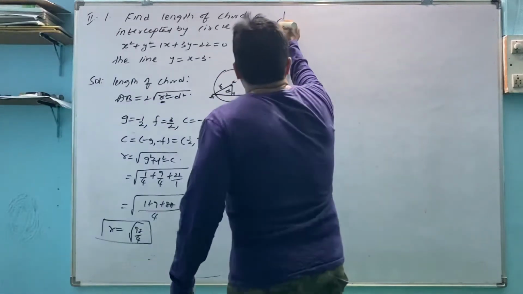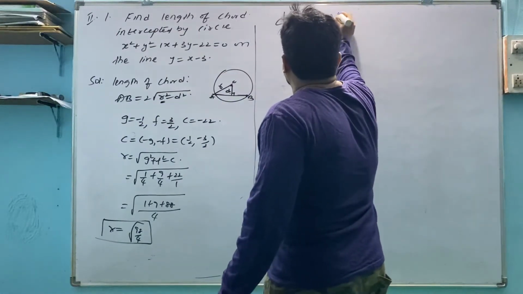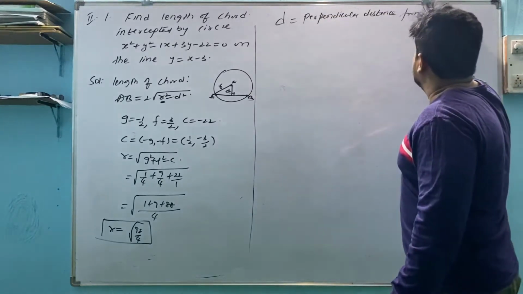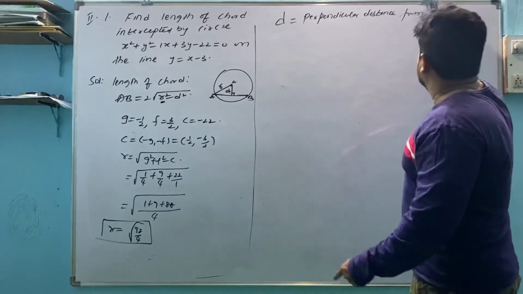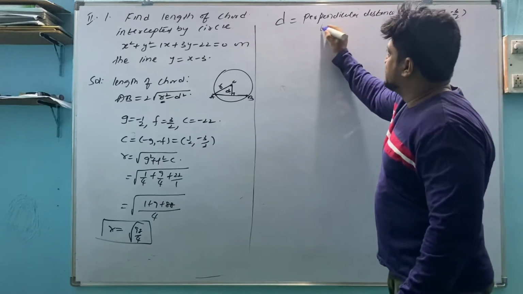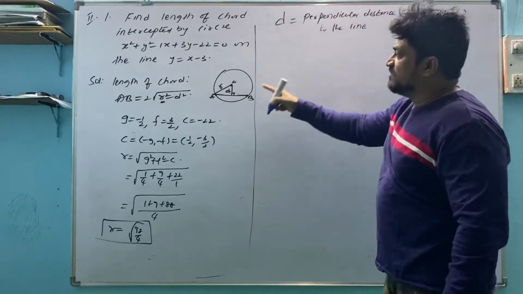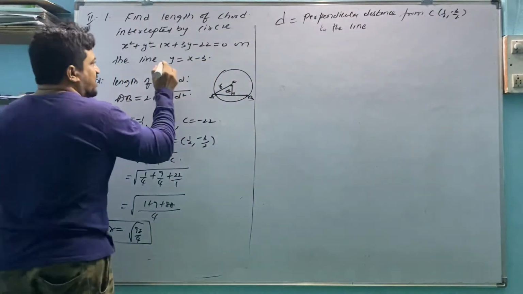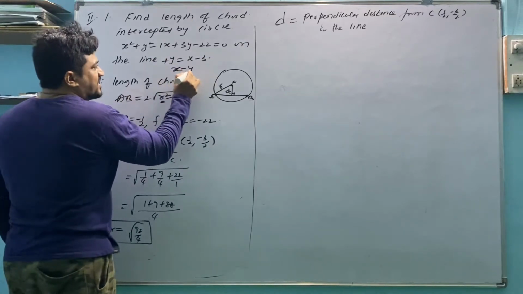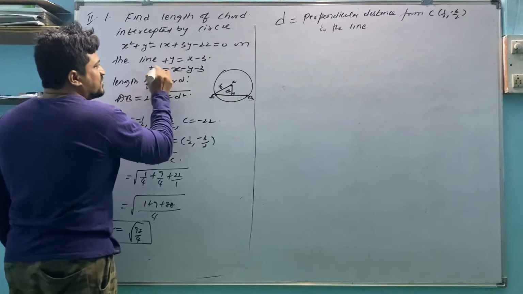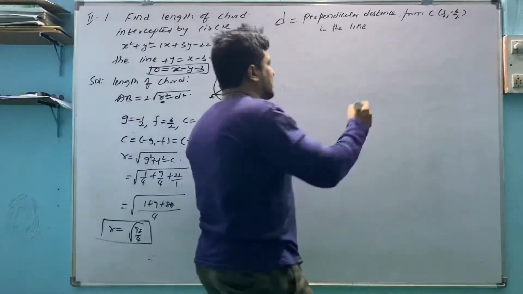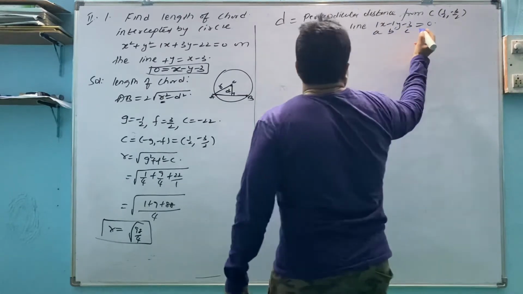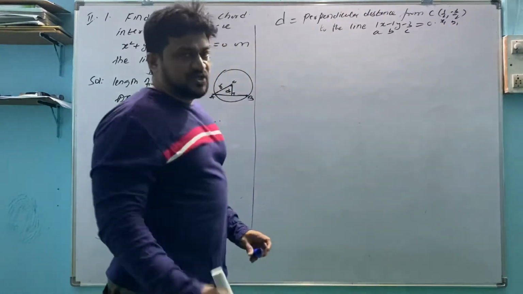What is d? d is equal to the perpendicular distance from the center, minus g comma minus f, to the line. What is the line given to us? This line is y equals x minus 3. Whenever such a line is given to you, write it in order. This plus y goes that side, minus y, already minus 3 is there, equals 0. So we have to arrange in order: 1x minus 1y minus 3 equals 0. These are the values of a, b, c, x1, y1. To find d, you should remember this one.